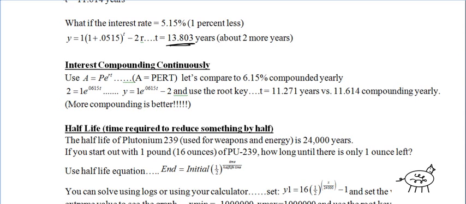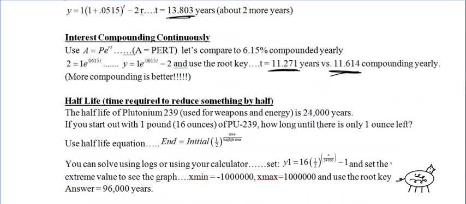It's kind of the same concept. 2 equals 1 e^(0.0615t). Again, you can take the natural log of both sides, or use your graphing calculator, and if you notice, you get t is equal to 11.271 versus compounding yearly, 11.614. Obviously the lower the number of years, the better, because you're making money faster. All right, so more compounding is better. The ultimate is compounding continuously. Compounding yearly, that's pretty cheesy. Compounding monthly is what a lot of banks do, but it all depends on your bank.